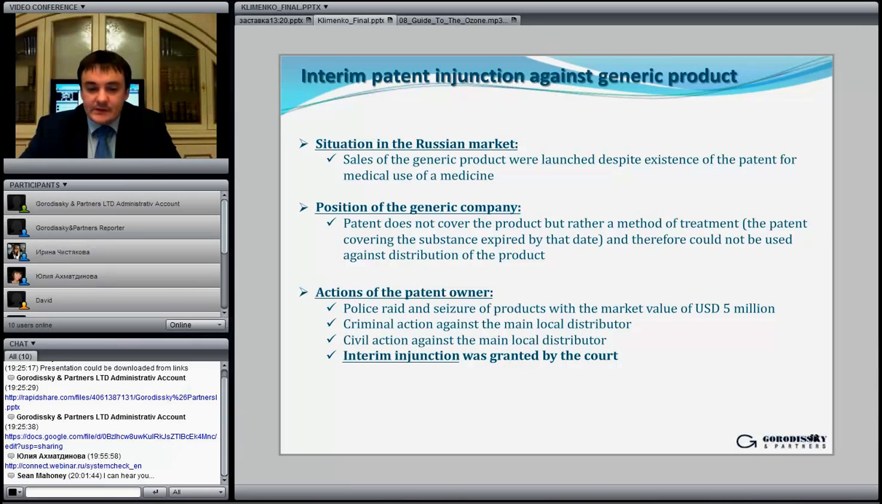So as you can see from this brief presentation, the Russian law provides many options for efficient enforcement of intellectual property rights, especially in view of the introduction of the new intellectual property court. We do hope that the Russian court practice will be well unified, and it will help the rights holders to more efficiently protect their rights in the Russian courts.